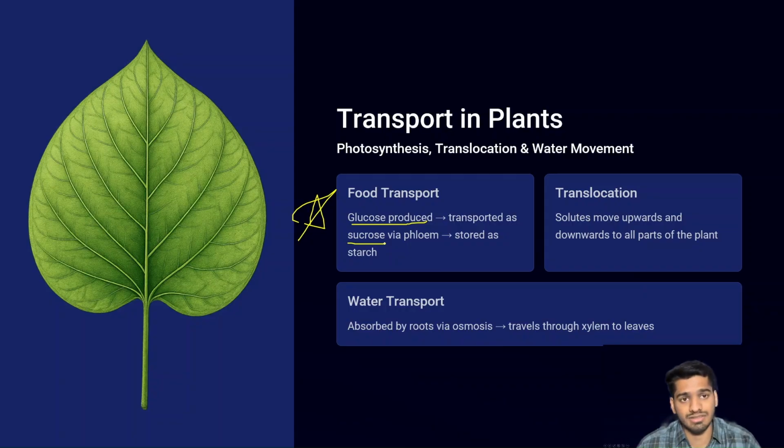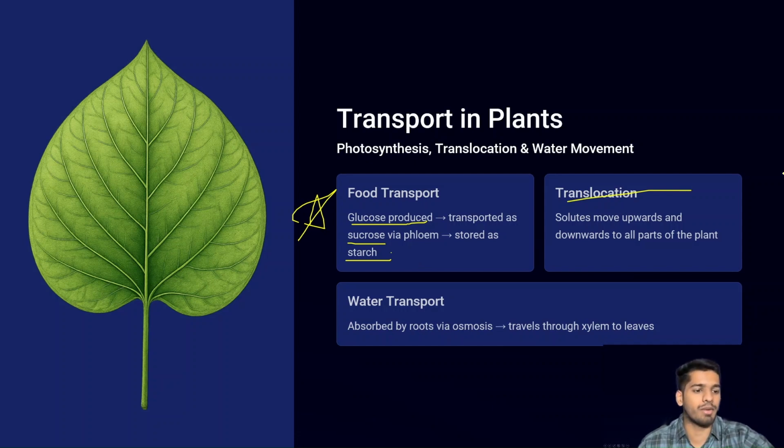Now, once it is transported, I'm going to store it somewhere. So this glucose, which was transported in the form of sucrose, is stored in the form of starch. So this is very important. They might ask you in MCQ or answer in one sentence. After that, what is translocation? These are terms that you need to remember.